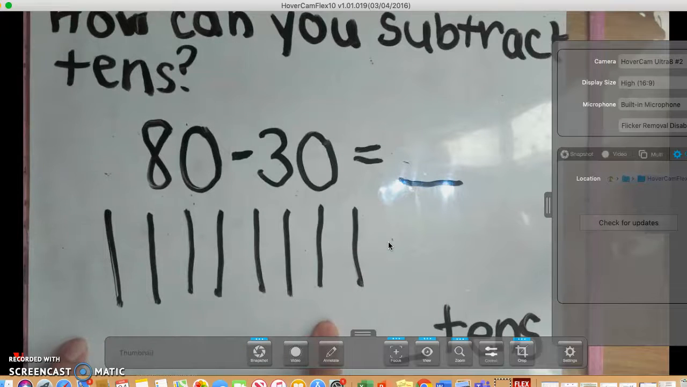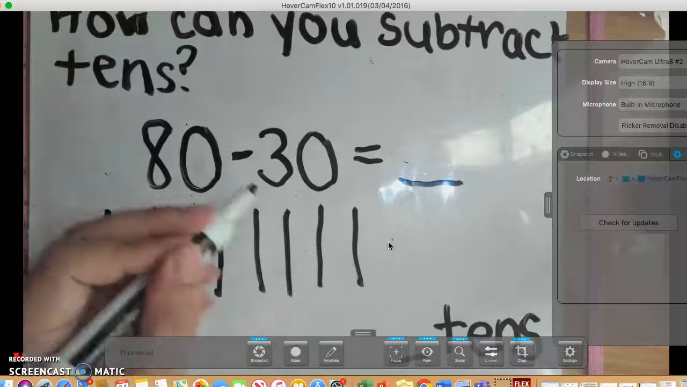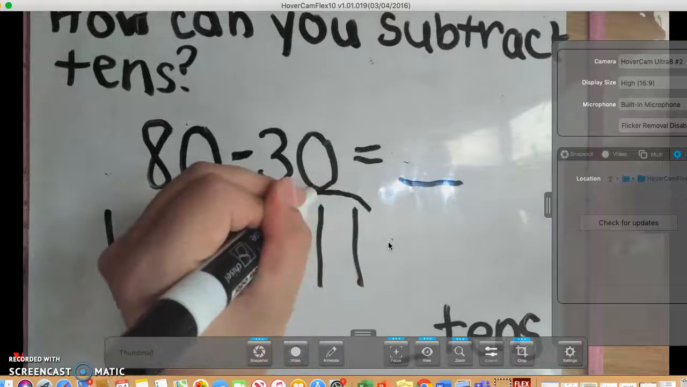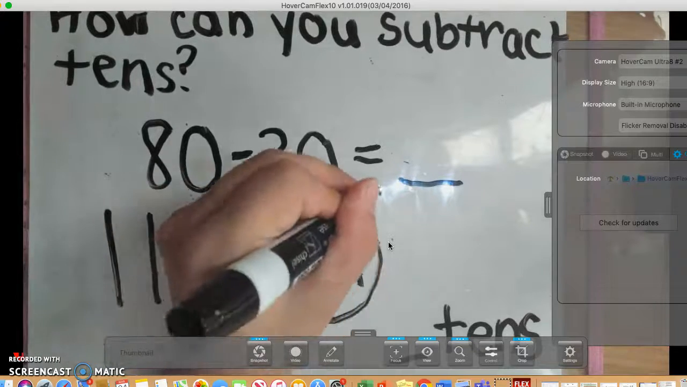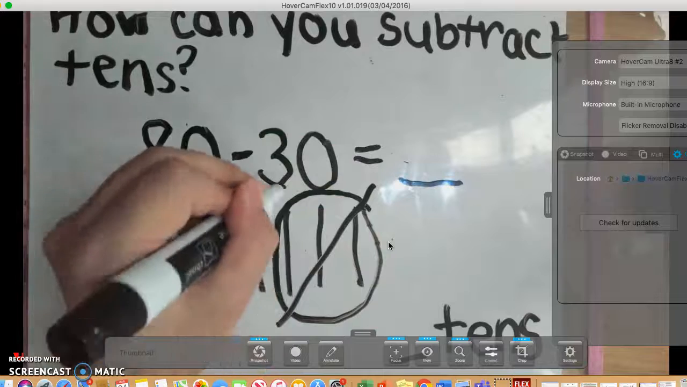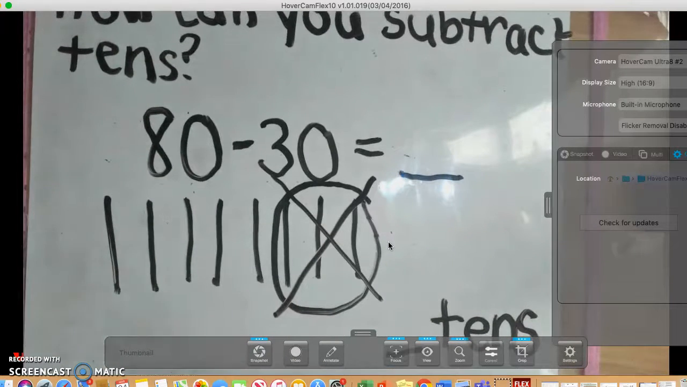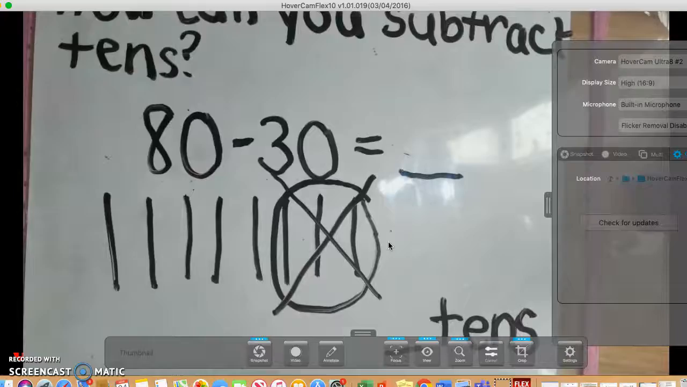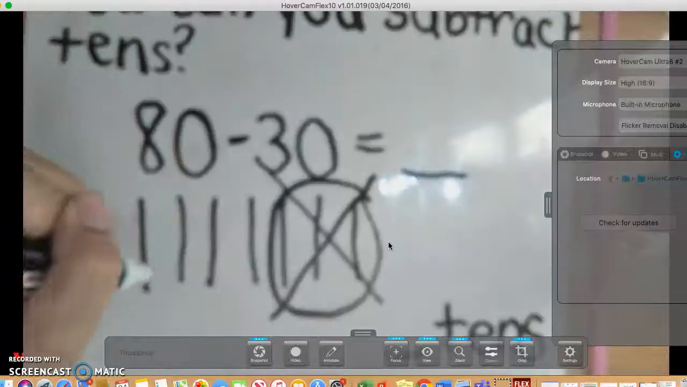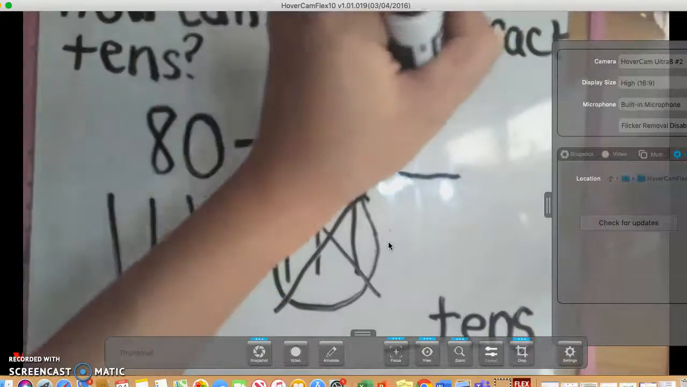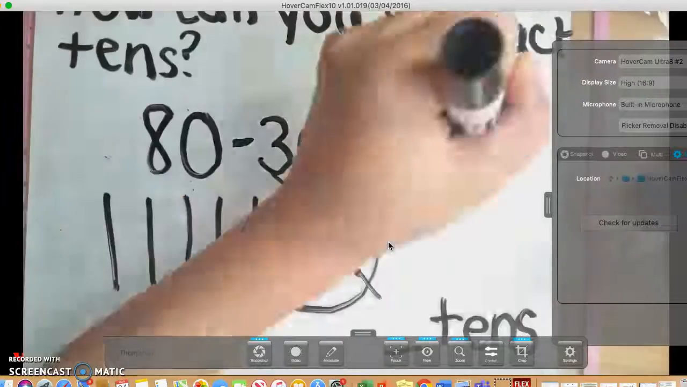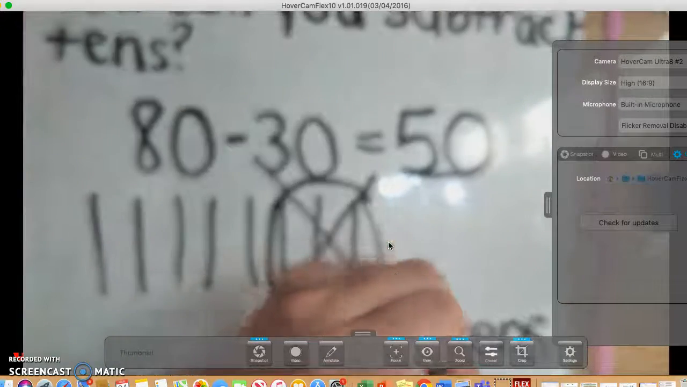So I started with 80, and to find the difference, I want to subtract 30. I'm going to do the same thing: 30 or 3 tens. I'm going to circle them because that's 3 tens, and then cross them off to show subtraction. Now I can find my difference. 1, 2, 3, 4, 5, or 10, 20, 30, 40, 50. So my difference is 50 or 5 tens.